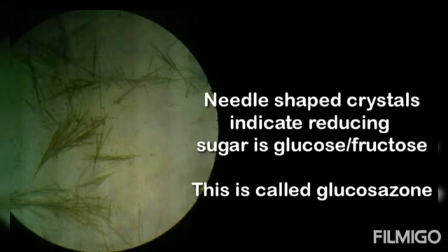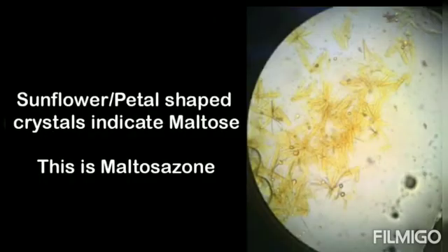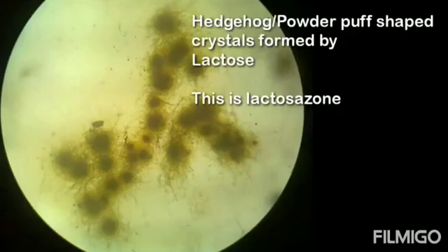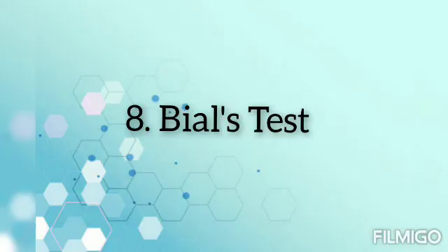First, the needle shaped crystals indicate reducing sugar, that is glucose and fructose. This is called glucosazone. In glucose and fructose, needle shaped crystals are formed. The sunflower and petal shaped crystals indicate the maltose, and this is the maltosazone. Here are the powder puff shaped crystals formed by the lactose, and this is the lactosazone. These all are the reducing sugars which form the osazone.